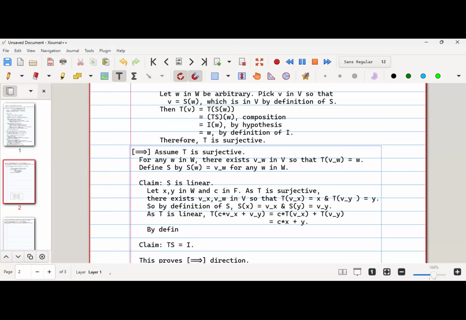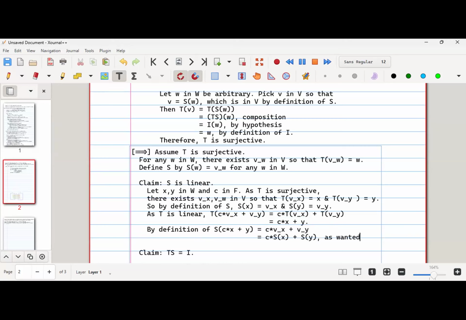By definition, and now, since we have this vector mapped through T and we get this, if we map this through S, we should get that this is just equal to this, which, remember, again using our definition of S, is just C times SX plus SY. So this proves linearity.